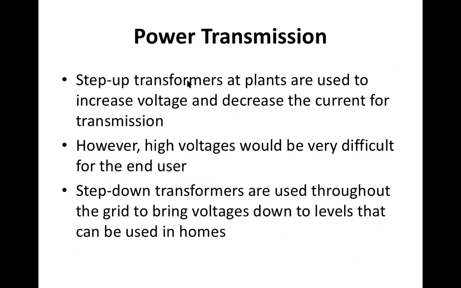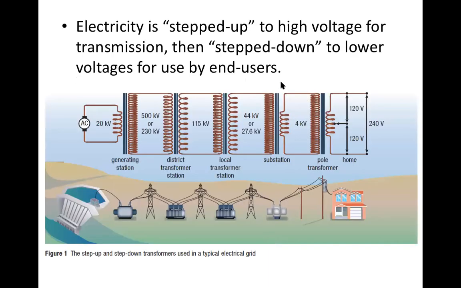So step-up transformers at plants are used to increase voltage and decrease the current for transmission. However, high voltages would be very difficult for the end user. Step-down transformers are used throughout the grid to bring voltages down to levels that can be used in homes. So we step up for transmission because it minimizes power loss, and then we step down just before the house because you want to bring voltages down to a safe level. And this is just restating that. We're stepping up to a high voltage for transmission, then we step down to a lower voltage for end users.